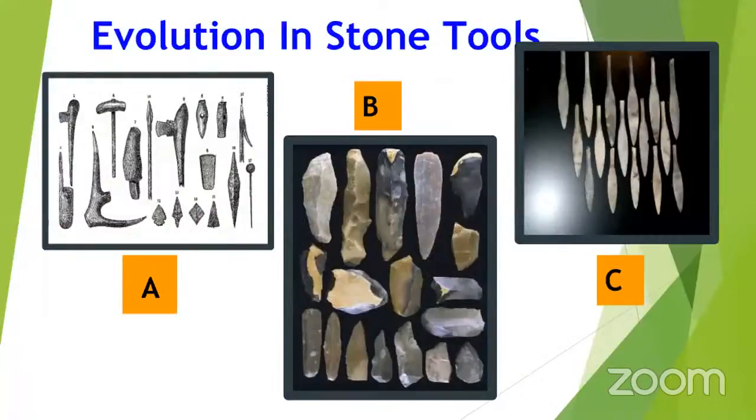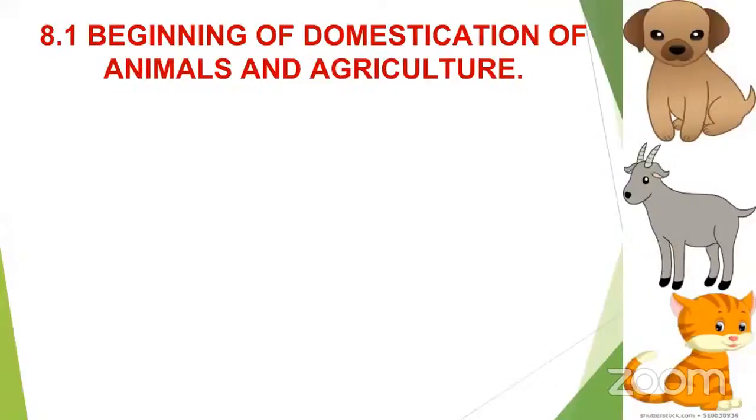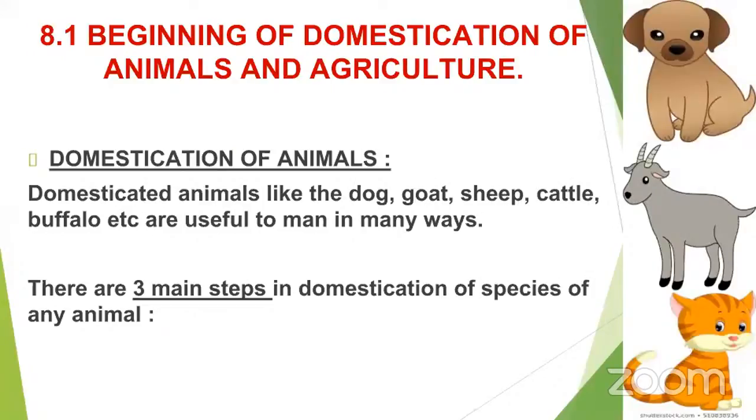Now, evolution in stone tools. This type of weapons and stones were evolved, and this was called the Stone Age, and these were the tools. Now we'll start the topic, beginning of settled life, and the first subtopic is domestication of animals and agriculture. First, understand the meaning of domestication. Domestication means you have to tame the animal. Tame means train the animal. Which animals can you domesticate? We can domesticate animals like dog, goat, sheep, cattle, buffalo, because they are useful to us in many ways.